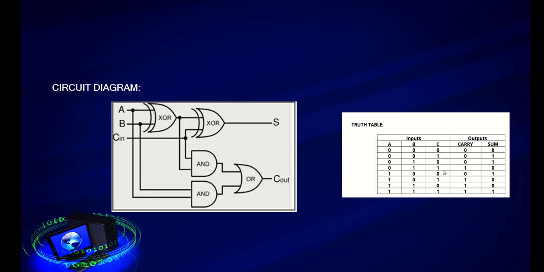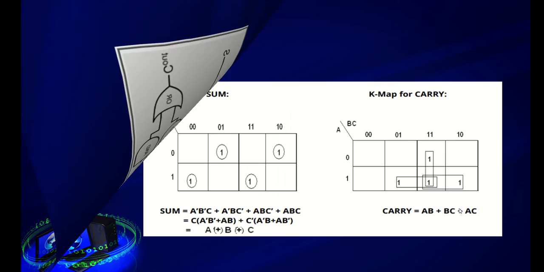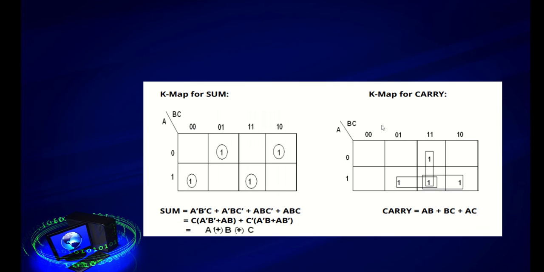So first let's see the K-map for carry. 011, 101, 110 and 111 give output as 1 for carry. So we will just group them, and the corresponding Boolean expression we get is carry is equal to AB plus BC plus AC. Let's see K-map for sum.